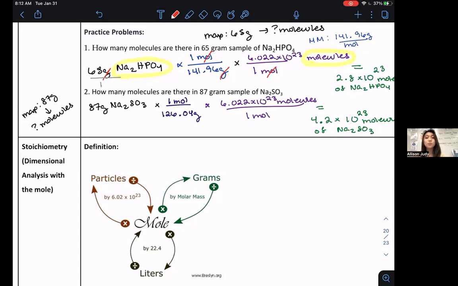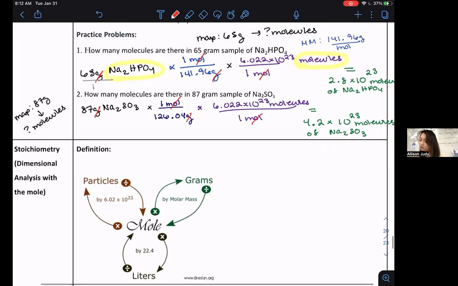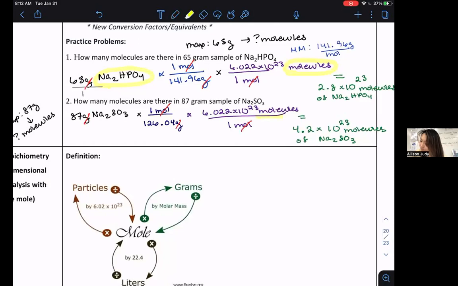I can get from grams to moles using the molar mass, turning the molar mass into a math tool and flipping it accordingly so that my units cancel. And then I can go from my new units of moles of sodium sulfite to molecules using Avogadro's number and the relationship with the mole, the equivalence factor of Avogadro's number. And I cancel out moles and I'm left in molecules of Na2SO3, and then I do my math.